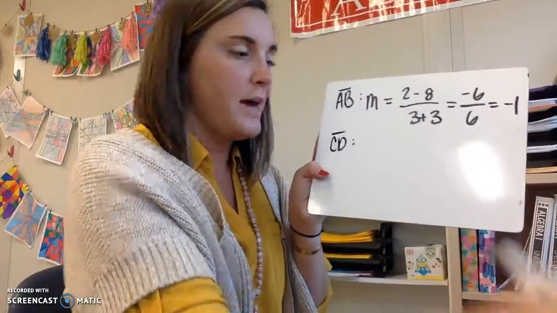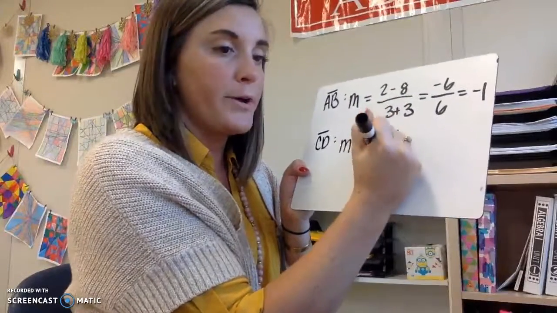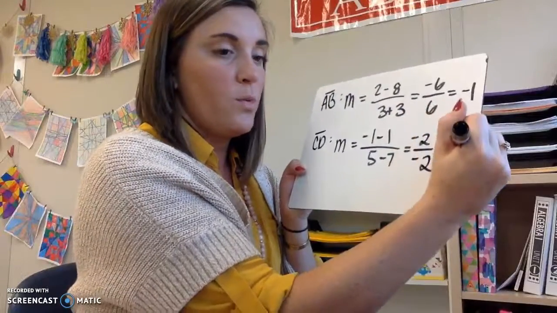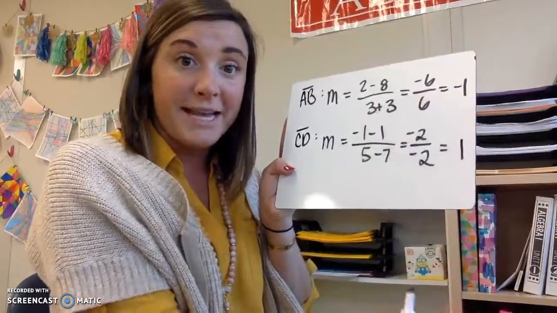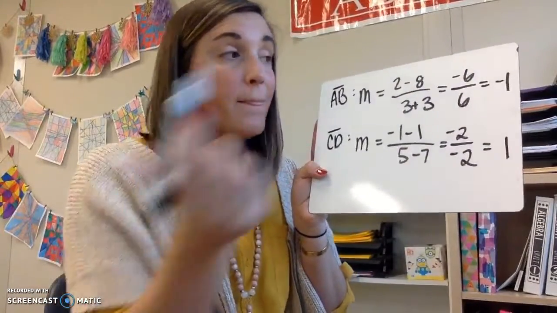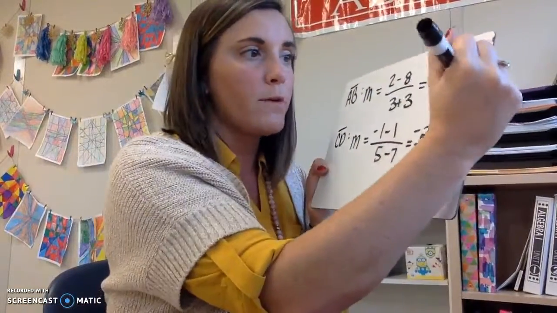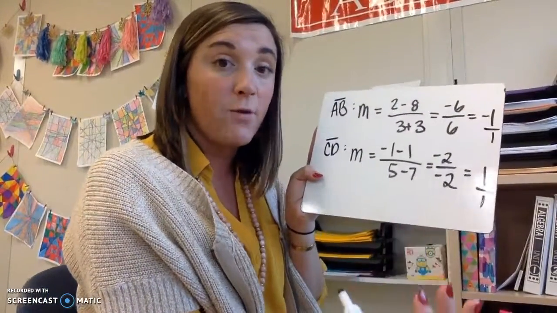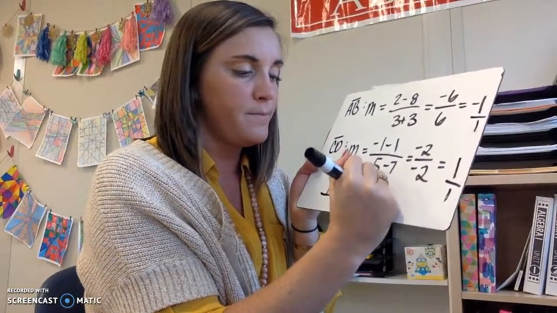Okay, CD. We've got m equals negative 1 minus 1 over 5 minus 7. So we're going to get negative 2 over negative 2, which cancel out to give me a positive 1. Different signs. One's positive and one's negative. So that's meeting the opposite or negative criteria that we need. But how do you know it's flipped? Is it a reciprocal? Well, isn't 1 over 1 just the same as 1 over 1? So yes, these are going to be reciprocals. One's positive, one negative, meeting that negative or opposite requirement. So these are perpendicular.